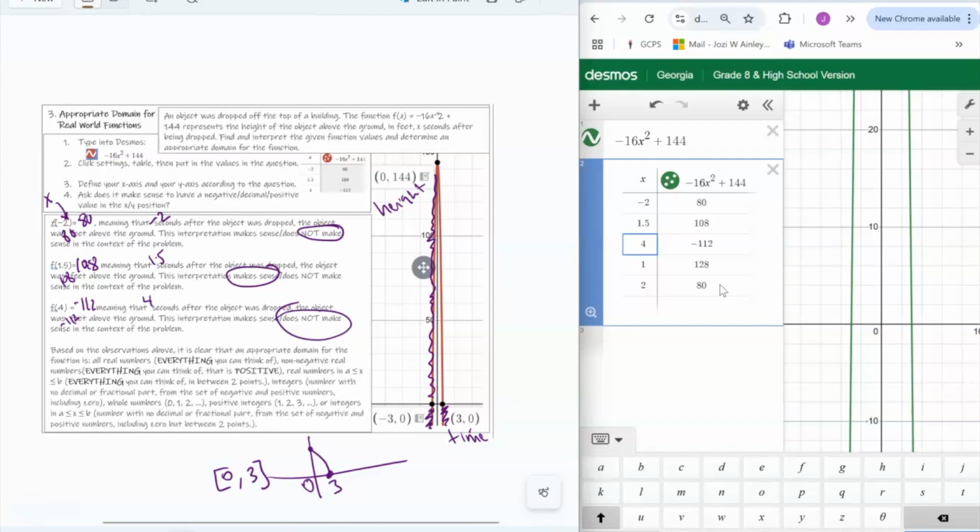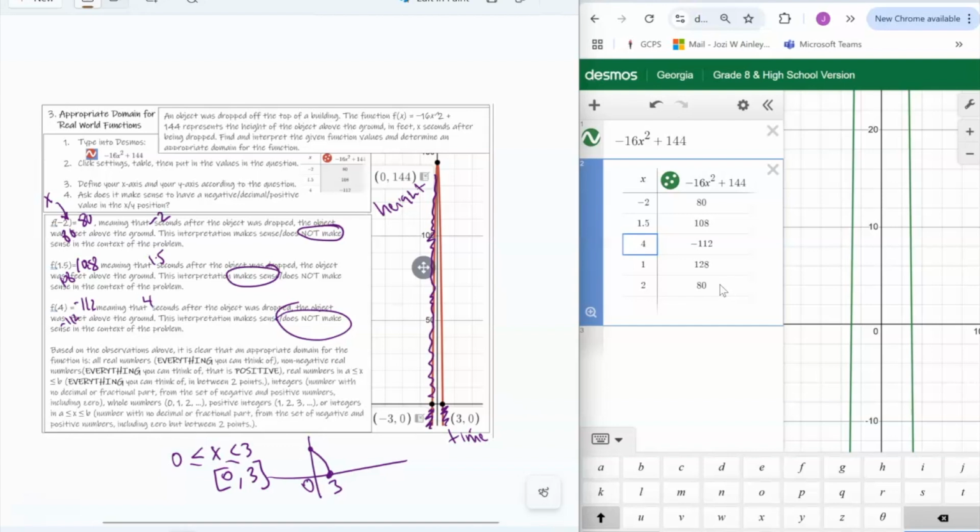So now based on all these observations, here are some definitions for you. Sometimes they'll ask you to write the domain in interval notation, like this, closed, 0 to 3. But sometimes they'll ask you in terms of definitions.